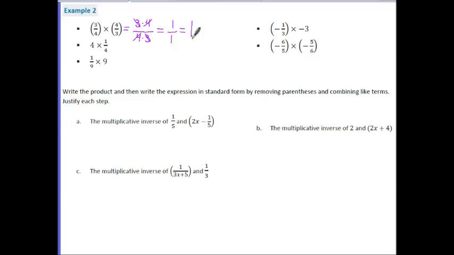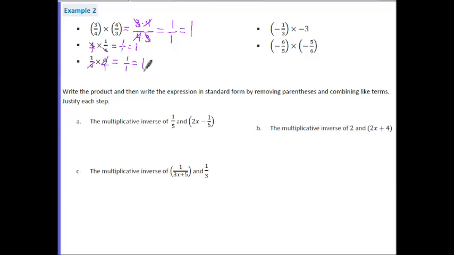So we could do the same type of thing with each one of these here. We can put our 4 in over a 1. So really what I'm doing is doing 4 times 1 and 1 times 4. Again, 4 on the top, 4 on the bottom cancels. We're left with 1 over 1, which is 1. 1/9 times 9. I'm going to turn the 9 into a fraction by putting it over 1. And our 9s will cancel. And so I'm left with 1 divided by 1, which again is 1.